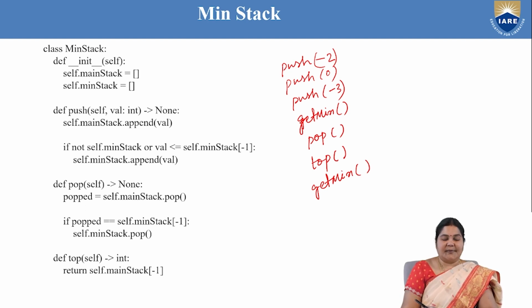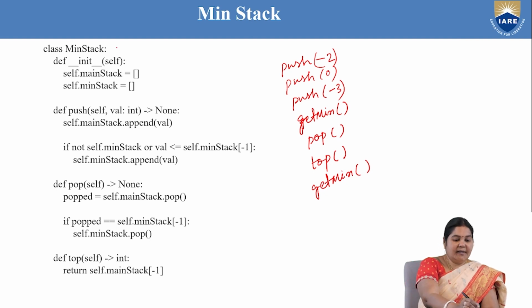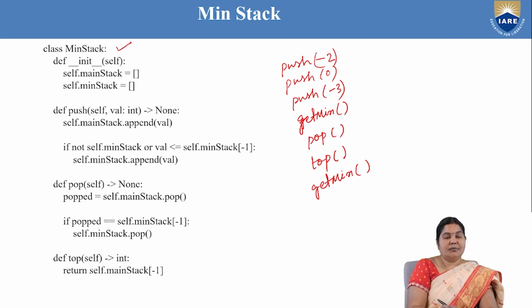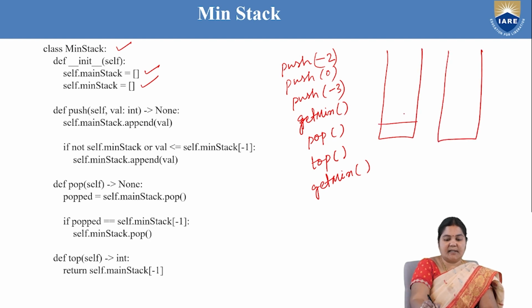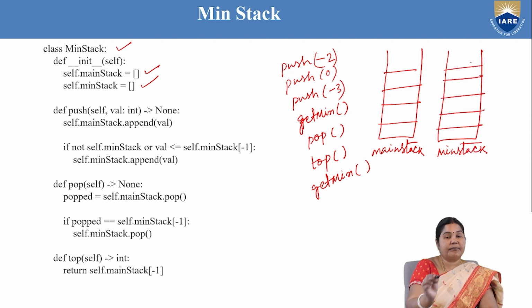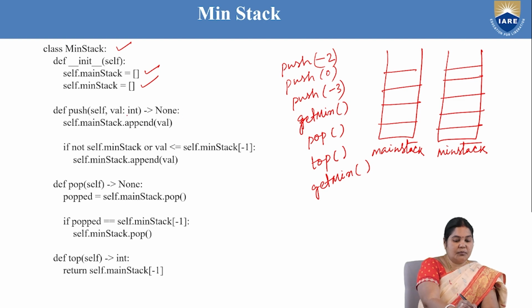Now let us understand. So we have taken a class called min stack and we are initializing 2 different stacks. One is called main stack and one is called min stack. So these 2 stacks are initially empty. So let us understand like this. So this is my main stack and this is my min stack. So I am initializing 2 different stacks.